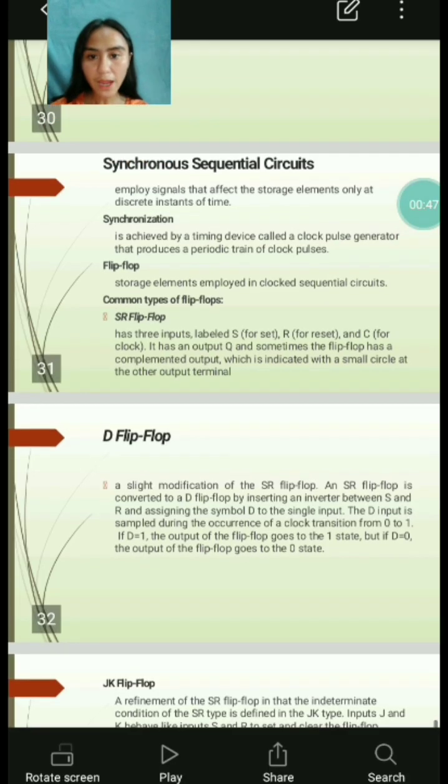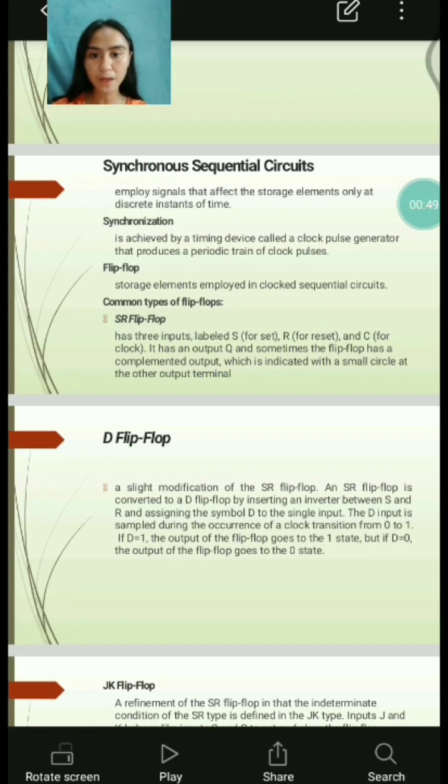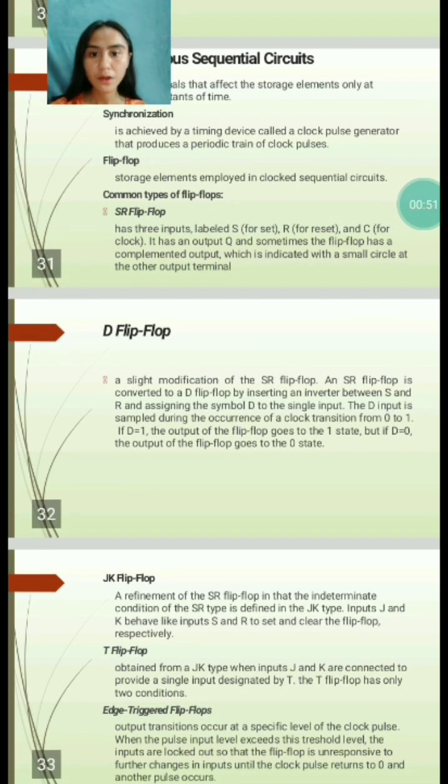There are 5 common types of flip-flops. First is the SR flip-flop. SR flip-flop has 3 inputs labeled S for set, R for reset, and C for clock. It has an output Q, and sometimes the flip-flop has a complement output, which is indicated with a small circle at the other output terminal.